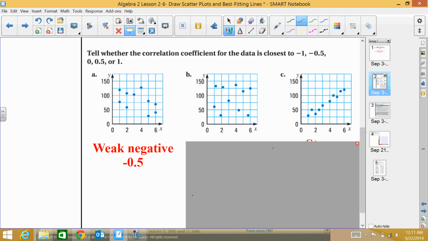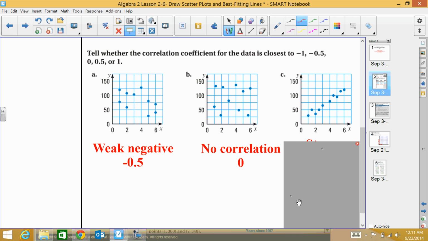Now B, I can't tell which direction it's going. So that one is going to have approximately no correlation. So r would equal 0. And then this one, this is a pretty strong, tight correlation right here, and it seems to be going upward. So that one would have a strong positive correlation, so the r value would be closer to 1.